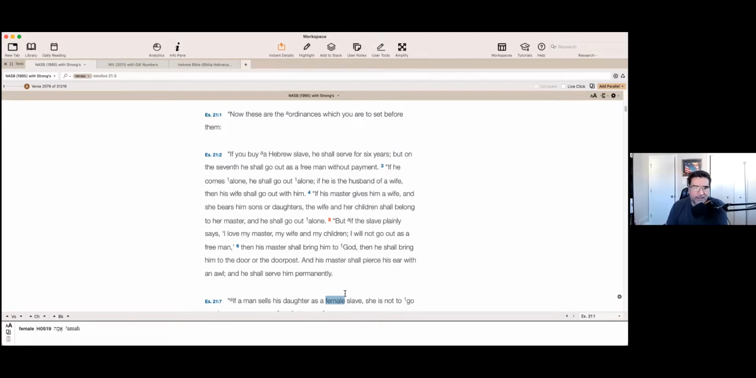But if the slave plainly says, I love my master, my wife and my children, I will not go out as a free man, then his master shall bring him to Elohim. Then he shall bring him to the door or the doorpost, and his master shall pierce his ear with an awl, and he shall serve him permanently.